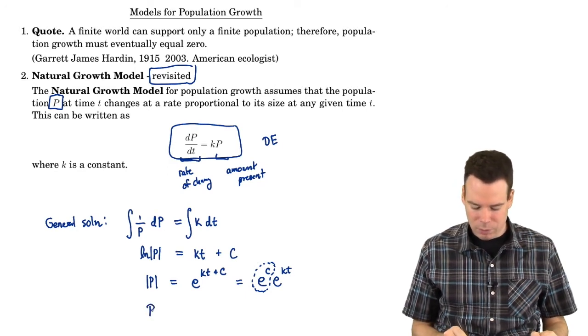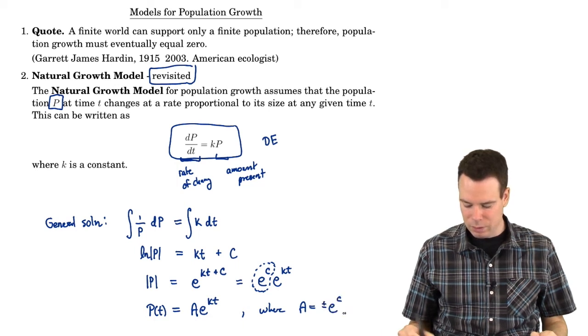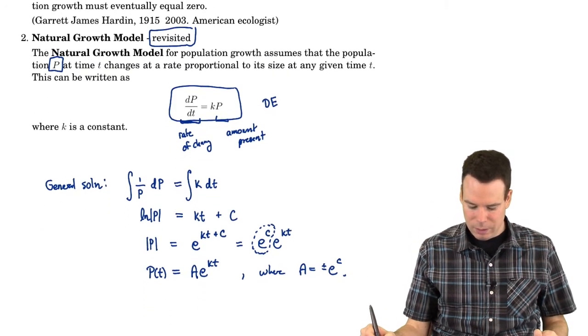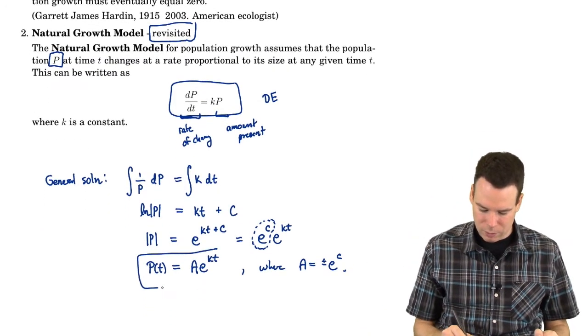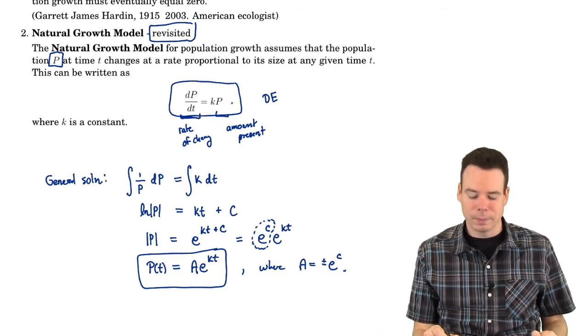But we can remove the absolute value signs if we want. Replace e to the C with A, where we can have A being plus or minus now because I've removed the absolute value signs. So this is A e to the kt. So what we've done here is we've just said where capital A, this constant, is plus or minus that constant obtained from the constant of integration. So what does this mean? It means we have our solution now to the natural growth model.